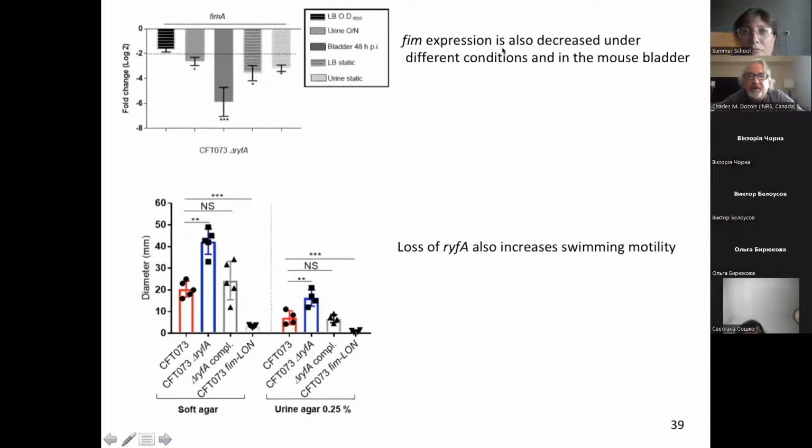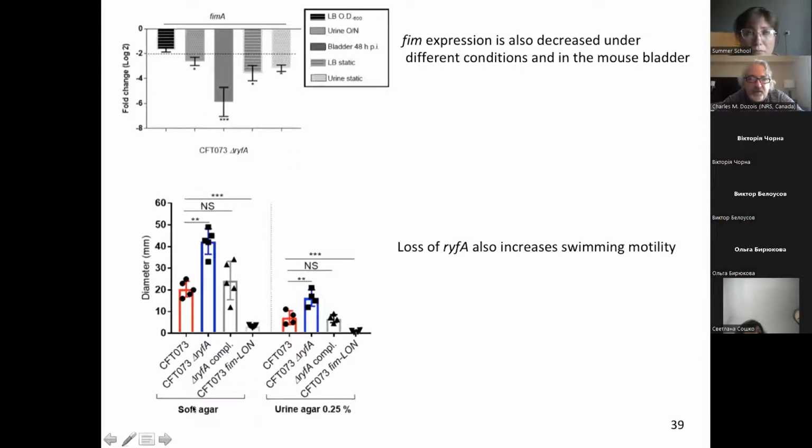And so the Fim expression was also decreased, looking for FimA under different growth conditions, such as LB, static, urine, and in the bladder as well, as you can see, up to a 6- to 7-fold change here for detection of the major fimbrial subunit in vivo. So loss of RIF-A resulted in a significant drop there as well.